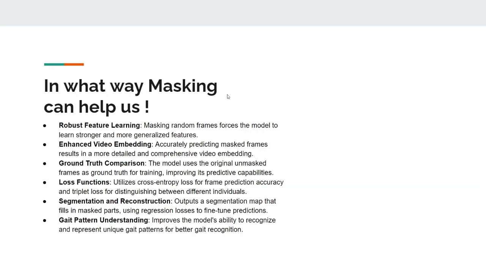Now we ask why we have masked, and what the theory behind that is. It basically helps us in ground truth comparison efficiently. The model uses these original unmasked frames as the ground truth for training. So it helps in that.